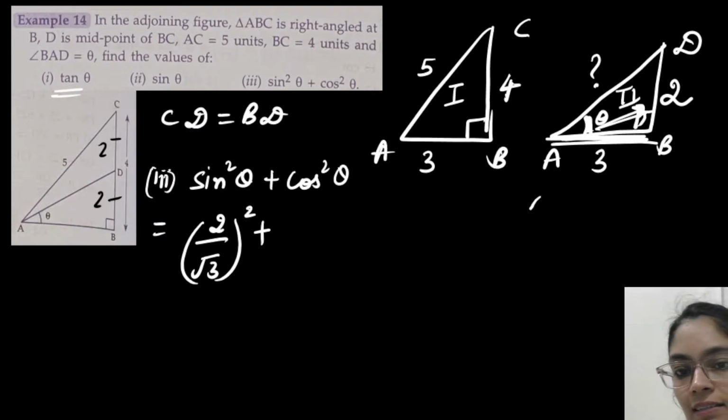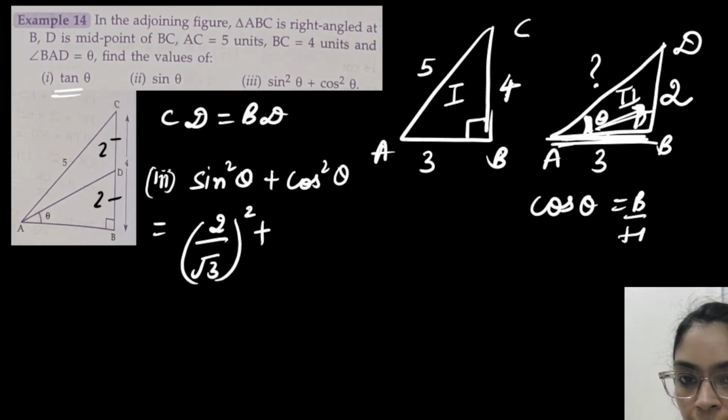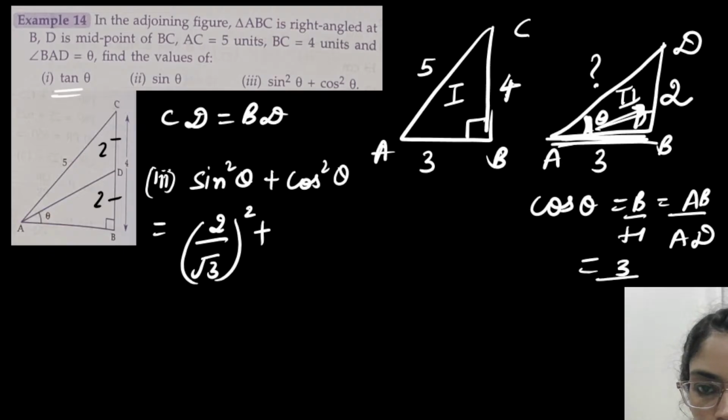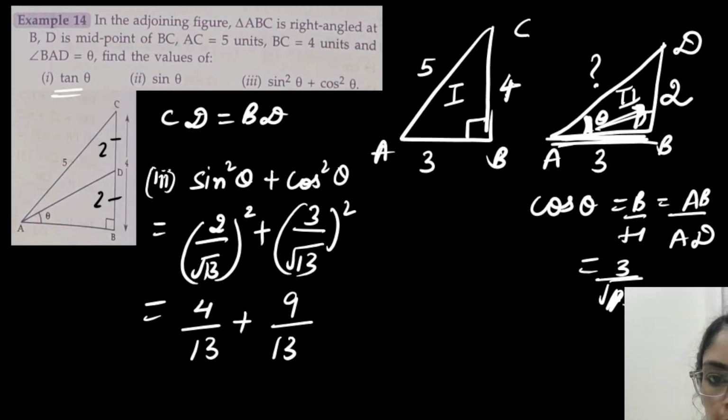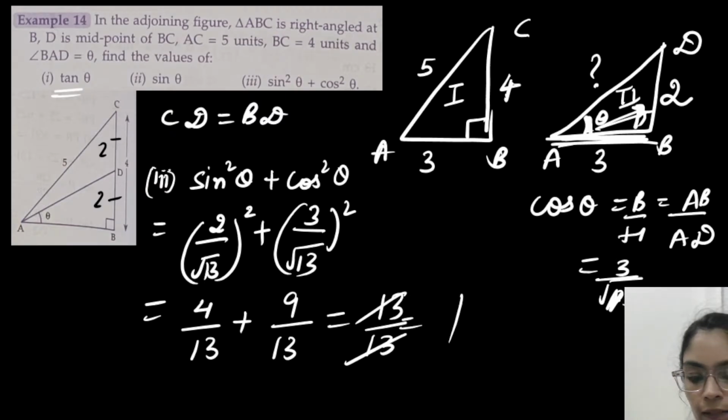And for cos square theta, cos theta is base by hypotenuse. The base with respect to theta is AB, so AB by AD. AB is 3, so 3 by root 13. Substituting, it is 3 by root 13 whole square. If we simplify, this will become 4 by 13 and this will become 9 by 13. So 13 by 13 is equal to 1.